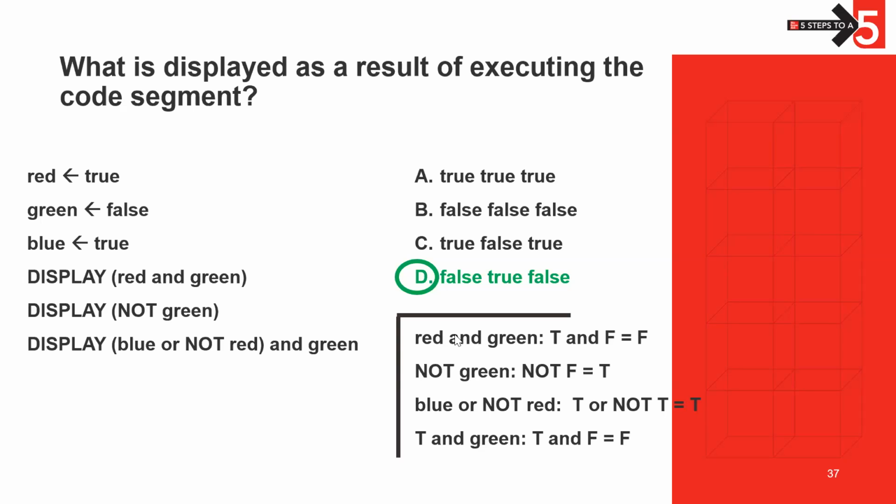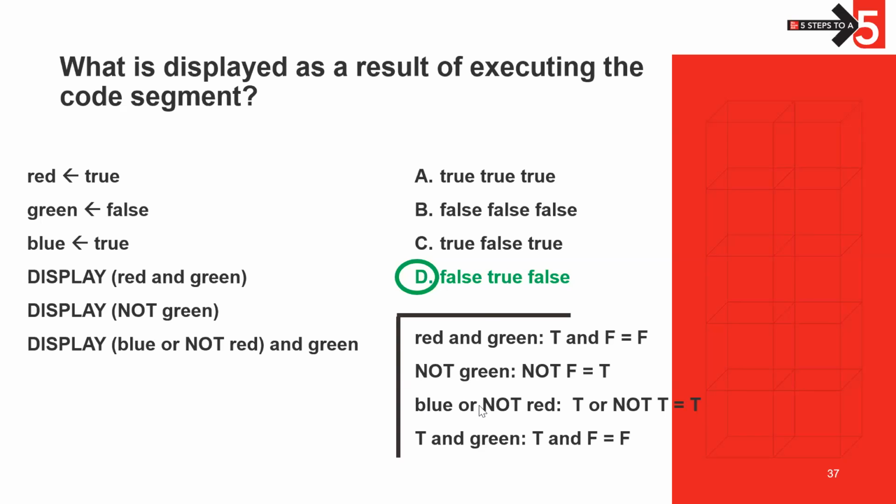So we have red and green as our first display statement here. So red is true. So we have true and false. And as we just discussed with an and, both sides have to be true. So we already know we have false. And we can eliminate two answers up here. We know it's already going to be either B or D. So now let's look at the next one. We're displaying not green. So that is not false, which is true. Remember, the not just flips the condition. So not false is true. And we already know now our correct answer would be D.